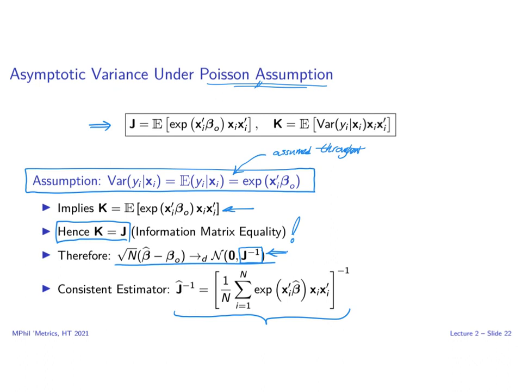The only thing that changes, depending upon whether we're thinking about our model as correctly specified or not, is actually the interpretation of beta naught, and indeed what the form of the asymptotic variance matrix will be. So under this Poisson variance assumption, the asymptotic variance matrix is simply J inverse.